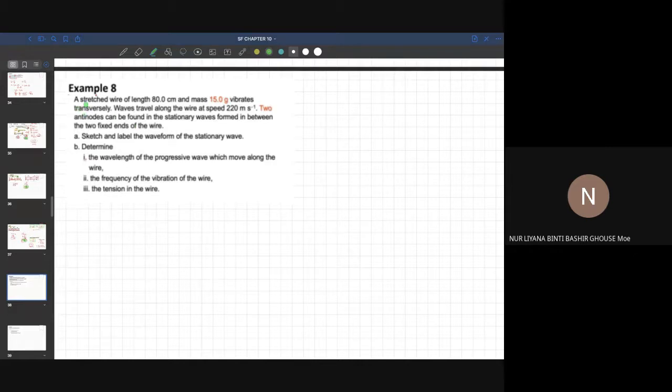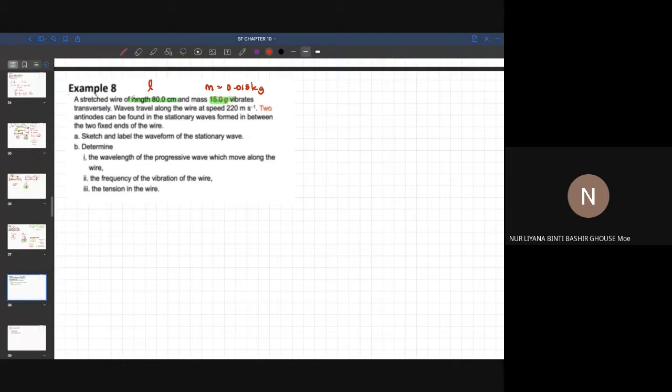When it says a stretched string of length 80 cm, highlight length 80 cm straight away. This length is our L, which is 80 cm. Then it also gives mass 15 gram. This mass is our M. So we convert straight away, 15 gram to kg. We take 15 divided by 1000 and we get 0.015 kg.